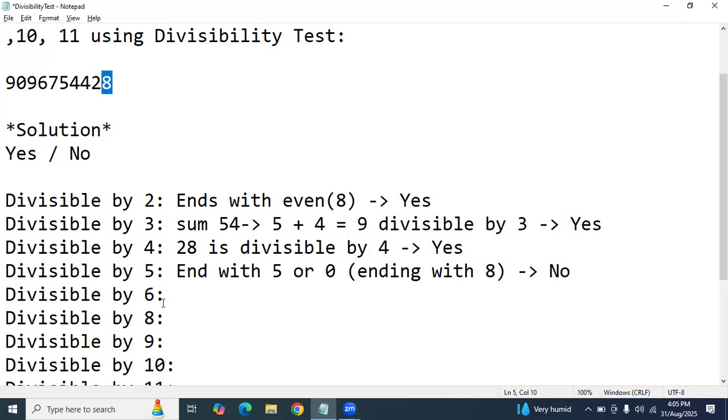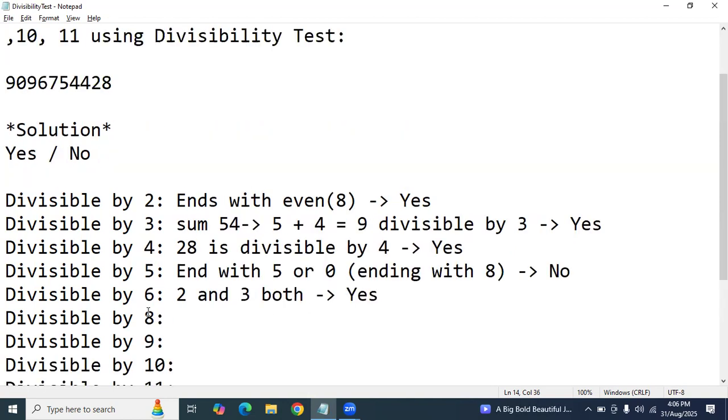Divisible by 6. If any number is divisible by 2 and 3 both, that number is divisible by 6 also. Here, if we look at our problem, we already checked for 2 and 3. For both of them we got the answer as yes. So if 2 and 3 both are yes, 6 will also be yes. Any number which is divisible by 2 and 3 both will be divisible by 6 also.